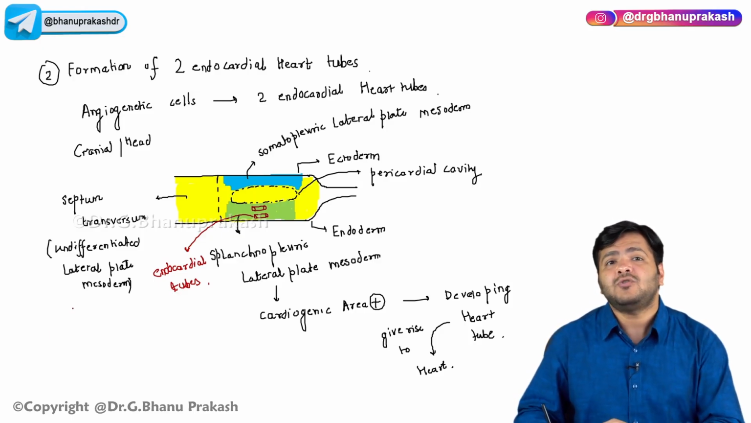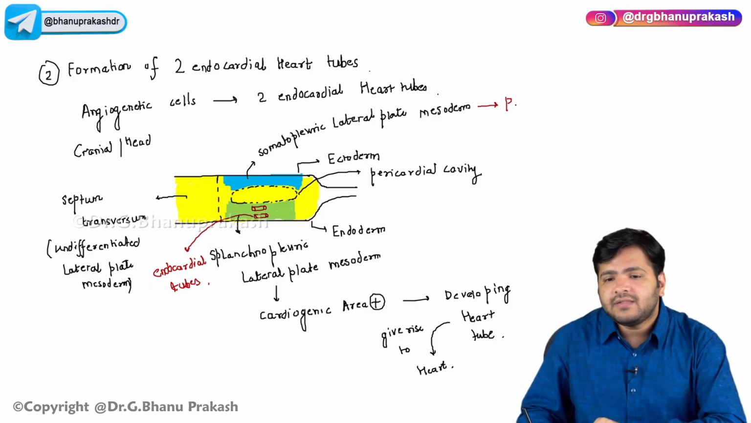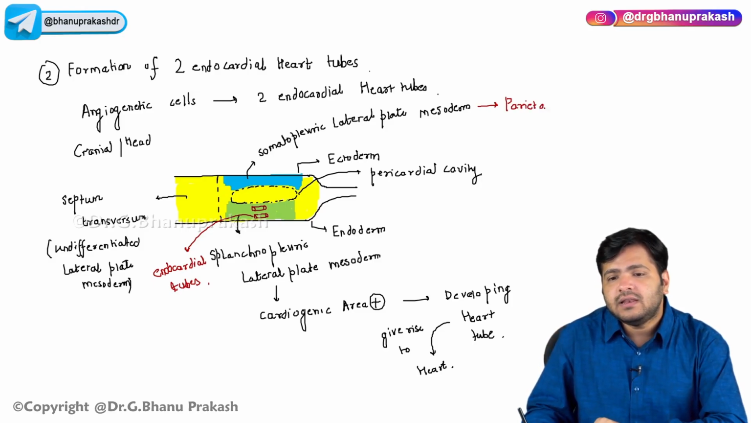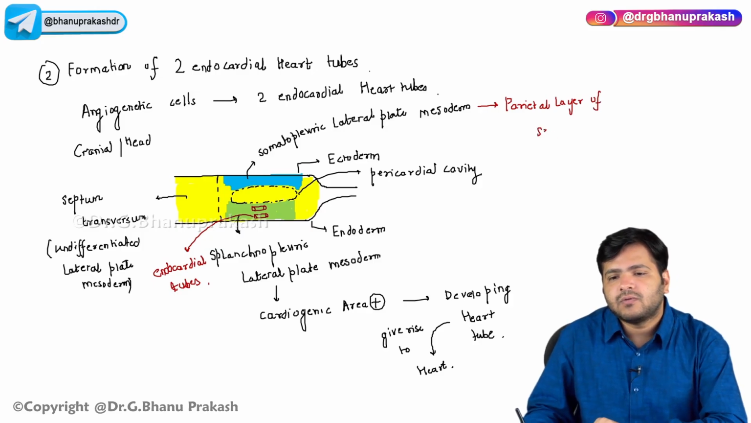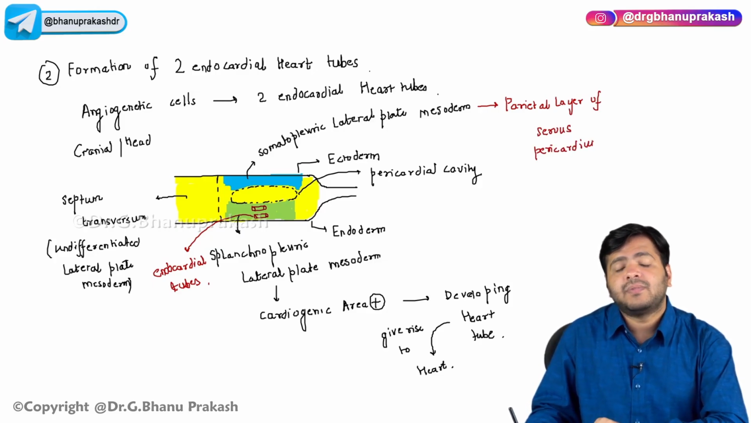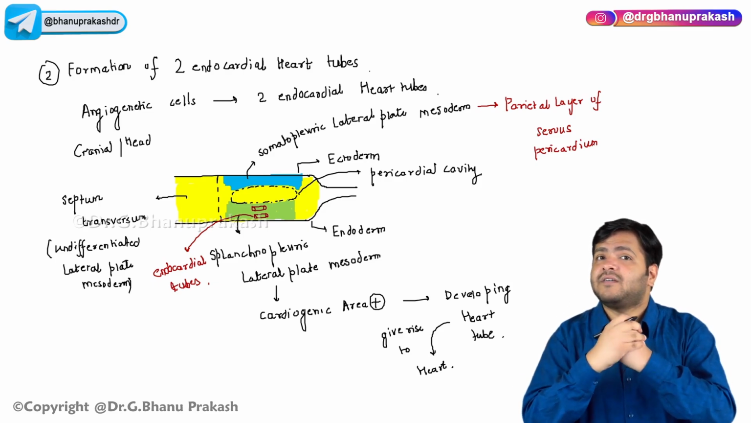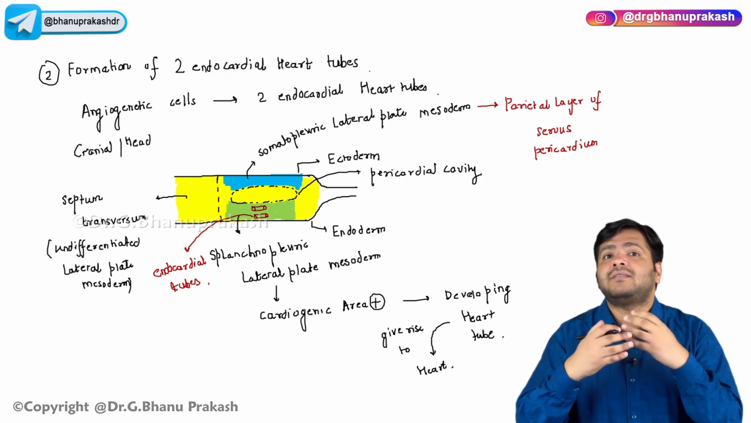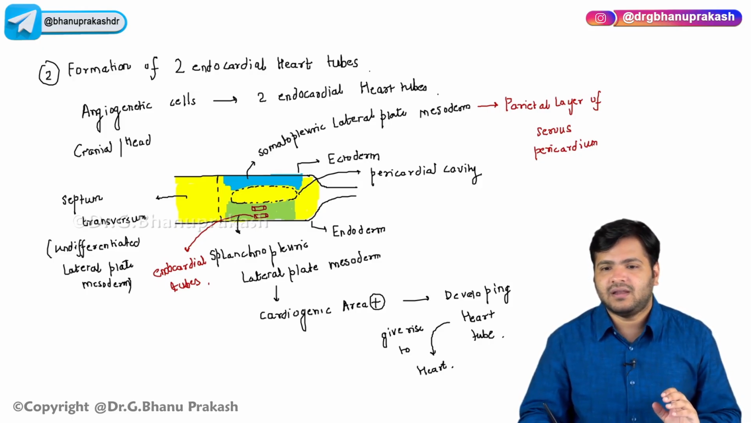Now the somatopleuric lateral plate mesoderm will give rise to the parietal layer of the serous pericardium. Now the pericardium is the one which surrounds the heart, it is covering the heart. Pericardium has two layers: we have the fibrous pericardium and the serous pericardium.